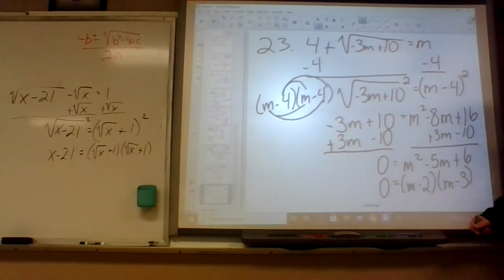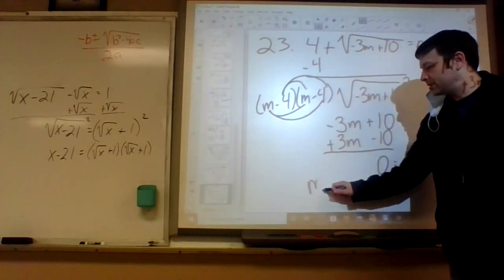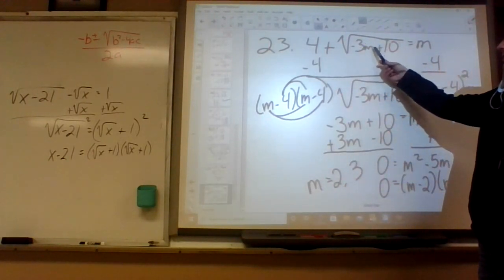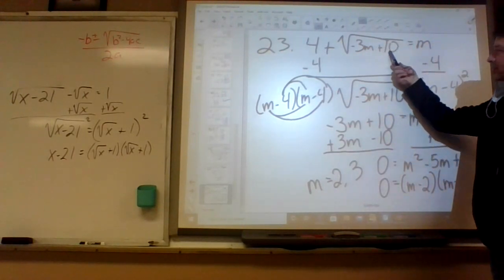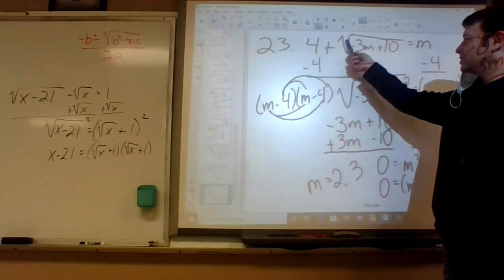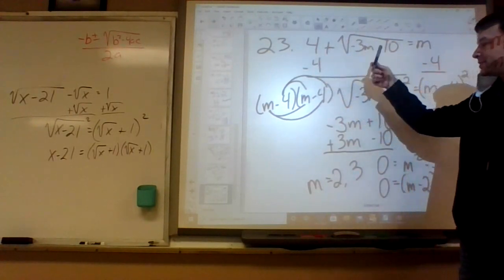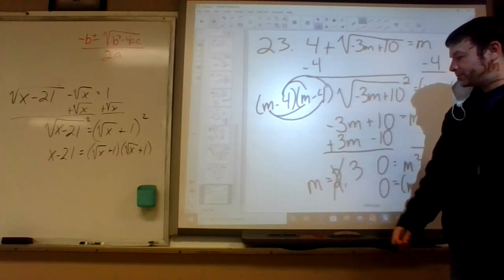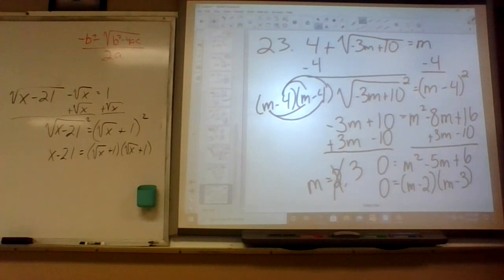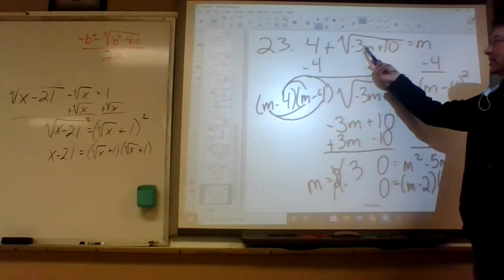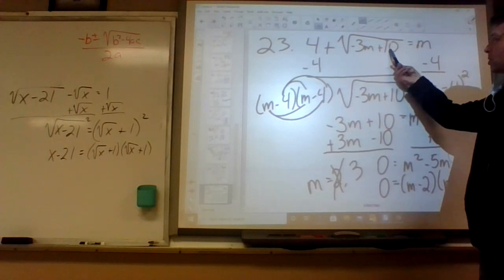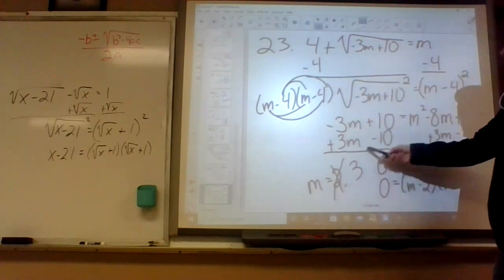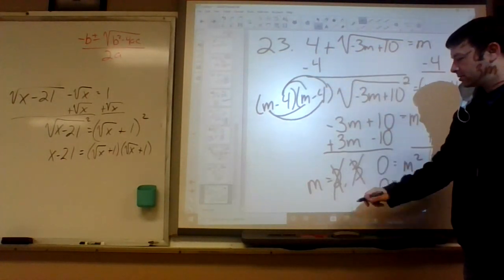So what could n actually be? 2 and 3. Let's see if they actually work. If I plug in 2, negative 3 times 2 is negative 6, plus 10 is 4, square root of 4 is 2, plus 4 is 6. The left side is 6. The right side is 2. 6 does not equal 2, so that doesn't work. No solution. If I plug in 3, negative 3 times 3 is negative 9, plus 10 is 1. Square root of 1 is 1, plus 4 is 5. Equals 3? No. No solution.